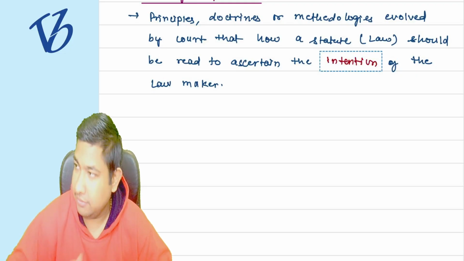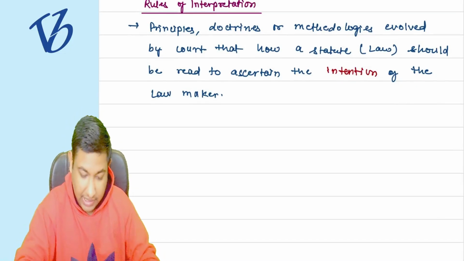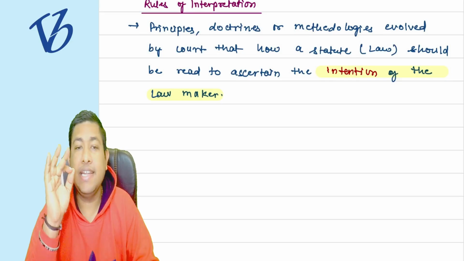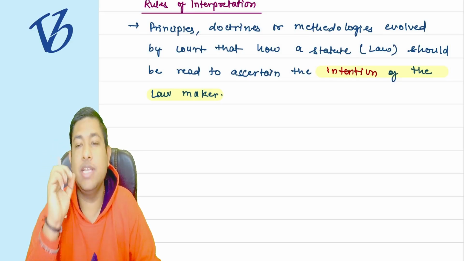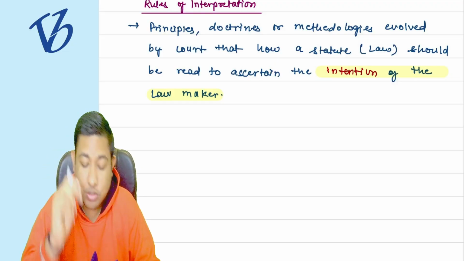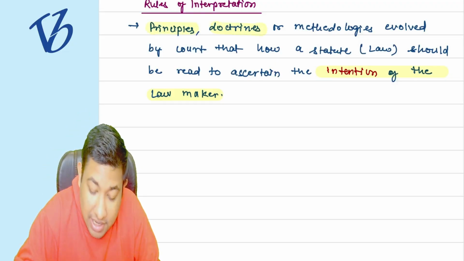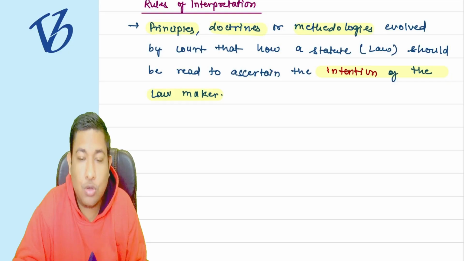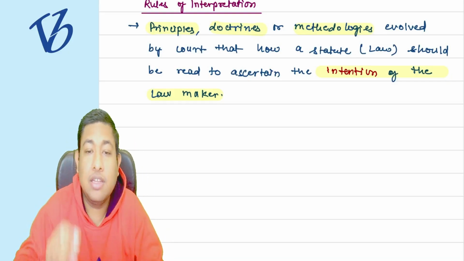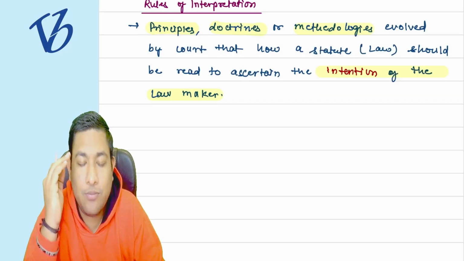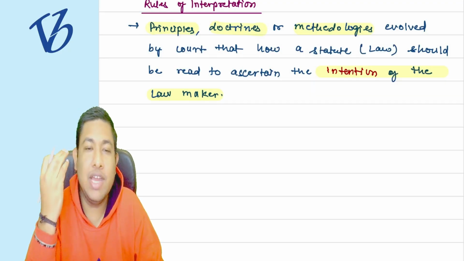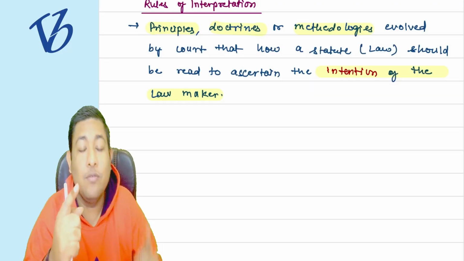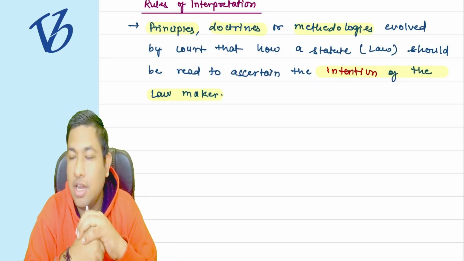Let me write it in red: intention of the lawmaker. What was the intention of the lawmaker? By what intention was that particular provision, that particular rule, made? This is most important. So what are those principles, doctrines or methodologies that a court, a judge, should follow to interpret the real meaning of a statute, that is, the intention of the lawmaker? If we understand the intention of the lawmaker, then we will be able to interpret correctly what the lawmaker wanted to tell us. Understood or not?